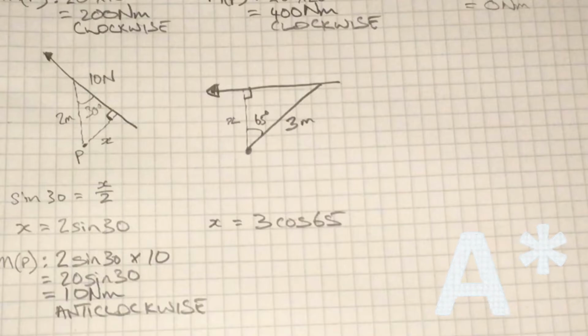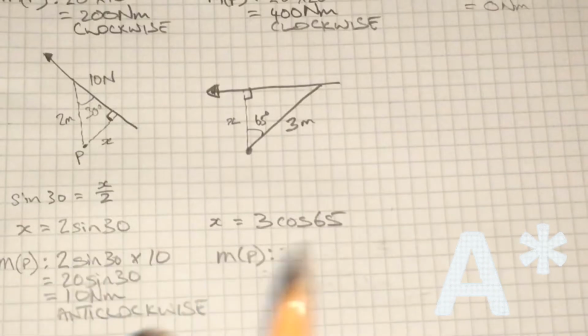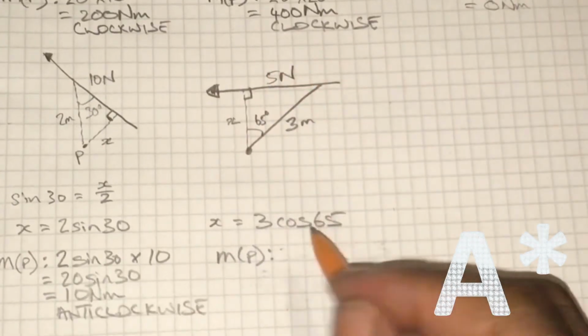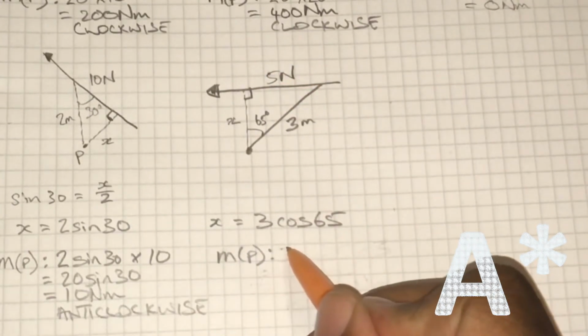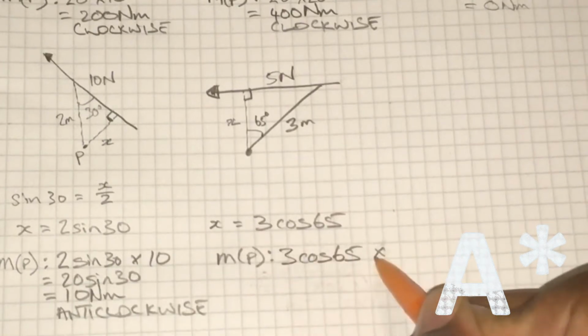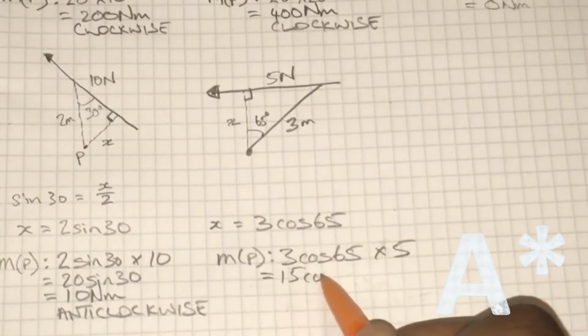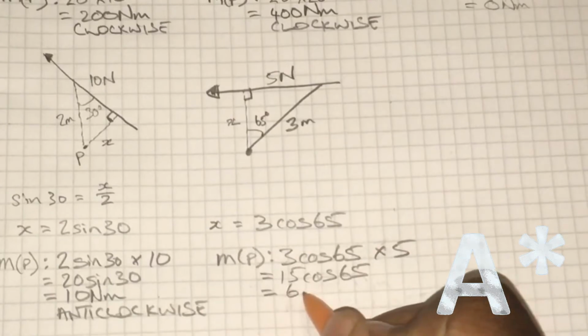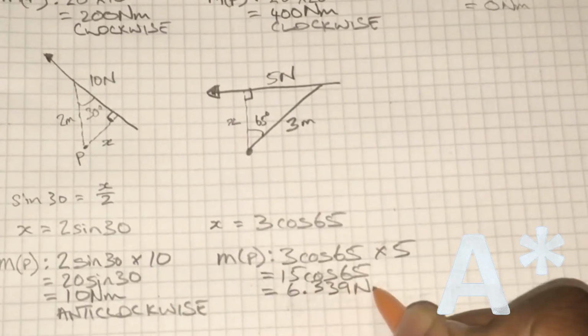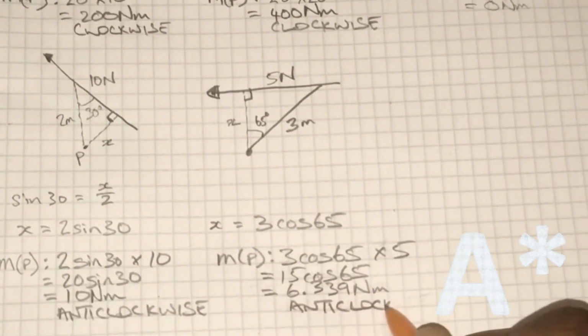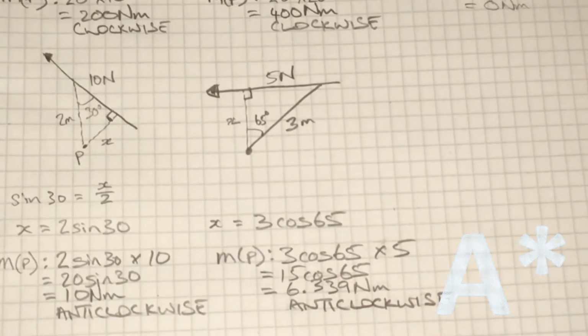In the previous question, it's the hypotenuse, the sine function, 30 degrees, 2 sine 30. So you can actually quickly get an expression for the perpendicular distance when working with moments. So let's go ahead and find the full moment. It's that perpendicular distance multiplied by the force, and that gives us 15 cosine 65, and to a couple of decimal places, 6.539 Newton meters, and direction anti-clockwise.